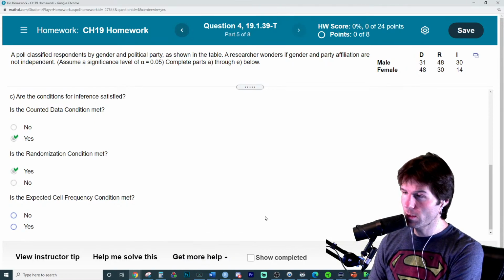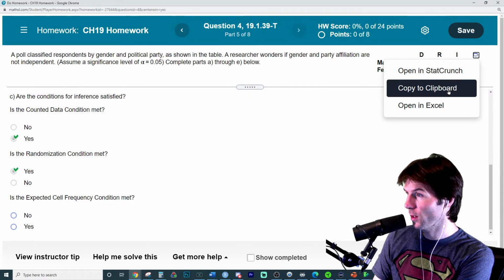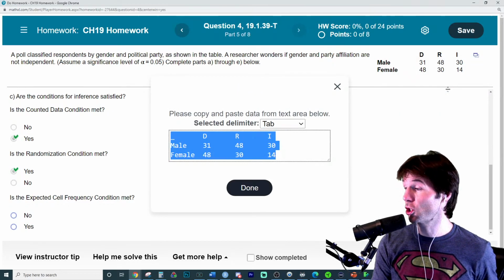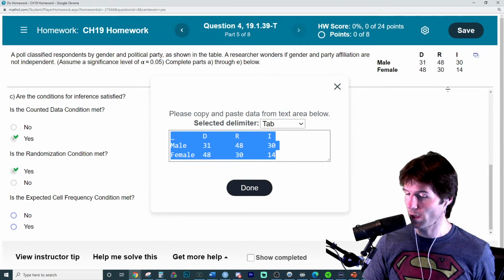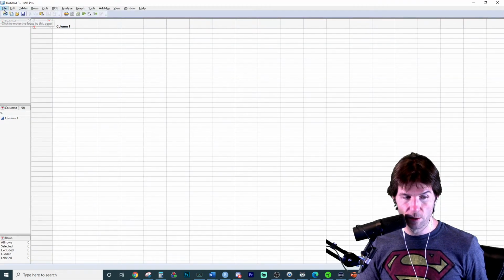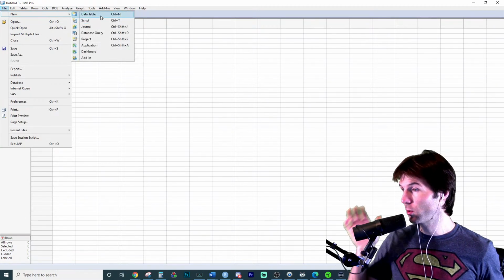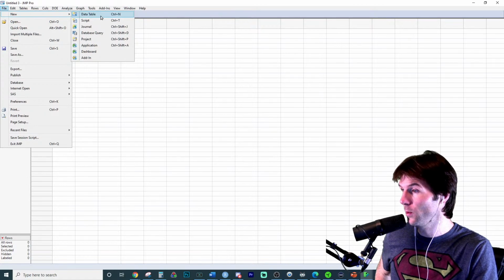So let's go over here and let's take the data, and we're going to go to copy to clipboard. With copy to clipboard, we've got it. Hit Control or Command C. So we've got this copied. We're going to hit done, and then we're going to go over here to JMP, and we're going to go to a new data table with File, New Data Table. So make sure to copy the data and then go to a new data table.